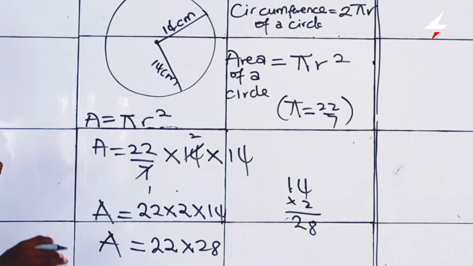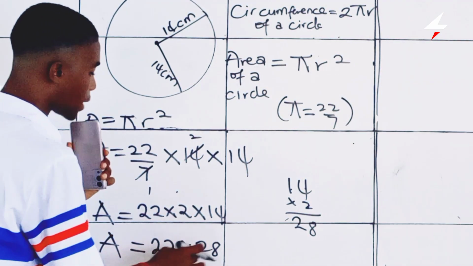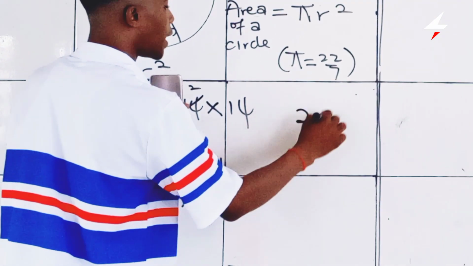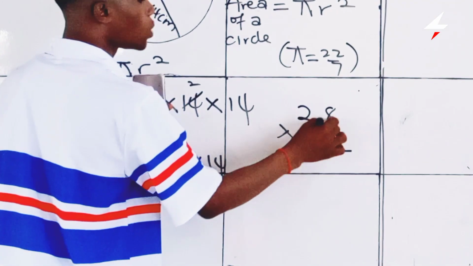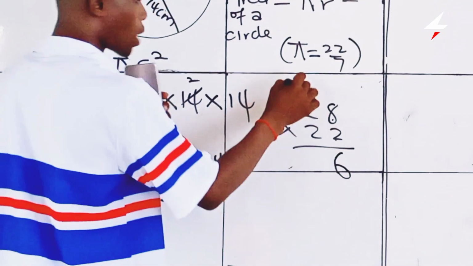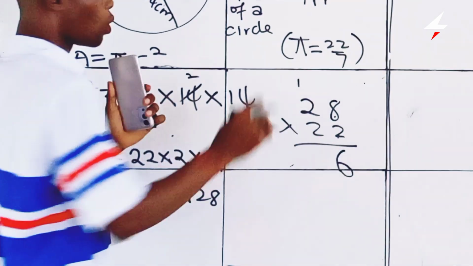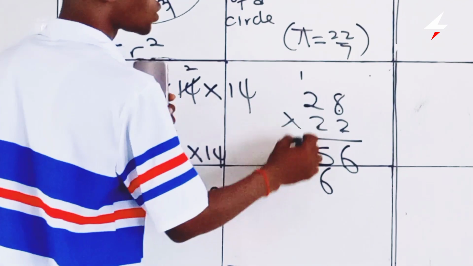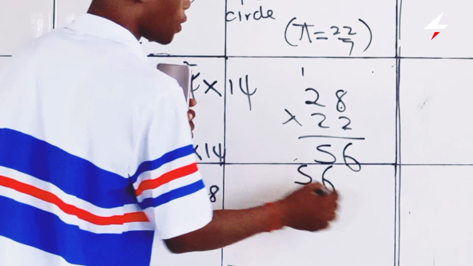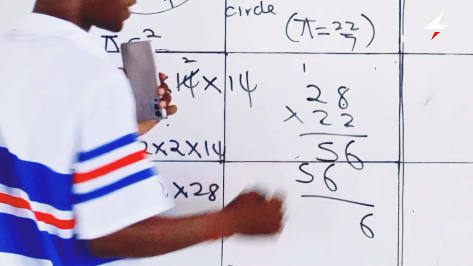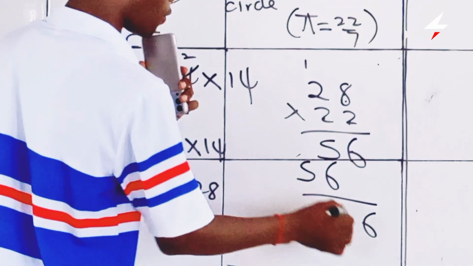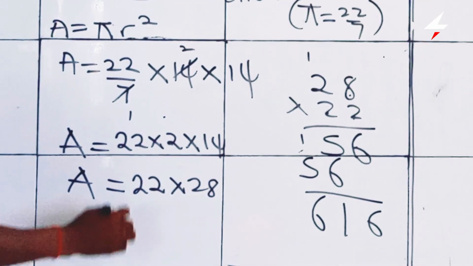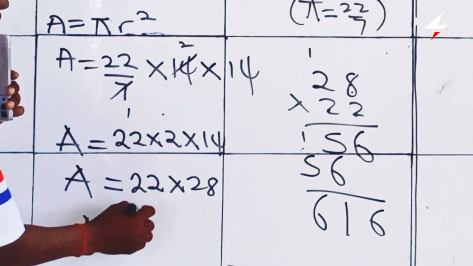So let's do this multiplication right now. We have 22 times 28. Let's do that here. 28 times 22. 2 times 8 is 16, put down 6, carry 1. 2 times 2 is 4, plus 1, 5. So we have 6, and 5 plus 6 will give us 11. We put down 1 and carry 1, giving us 616. So the area of the circle with radius 14 is equal to what?